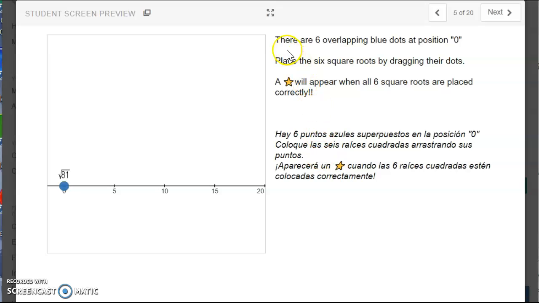Okay, and then this one says there are 6 overlapping blue dots at position 0. Place the 6 square roots by dragging their dots. A star will appear when the 6 square roots are placed correctly. So here are the dots that you can drag. What is the square root of 81? You tell me. One number times the same number is 81. That number has to be 9, because 9 times 9 is 81. So I'm going to move that. 9 will be before 10, but more than 5, very close to 10.